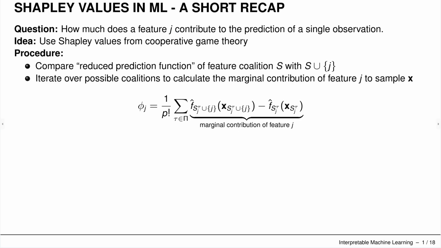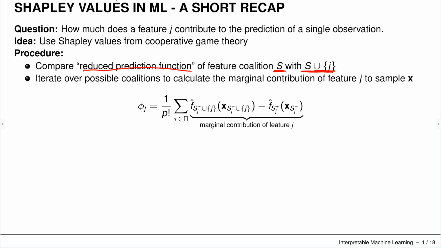So the idea was to compare a reduced prediction function of a feature coalition S with S where you also have the feature j. So you have one prediction with the coalition S and one with the coalition S and the feature j. And we iterate over possible coalitions to calculate the marginal contribution of feature j to sample x.